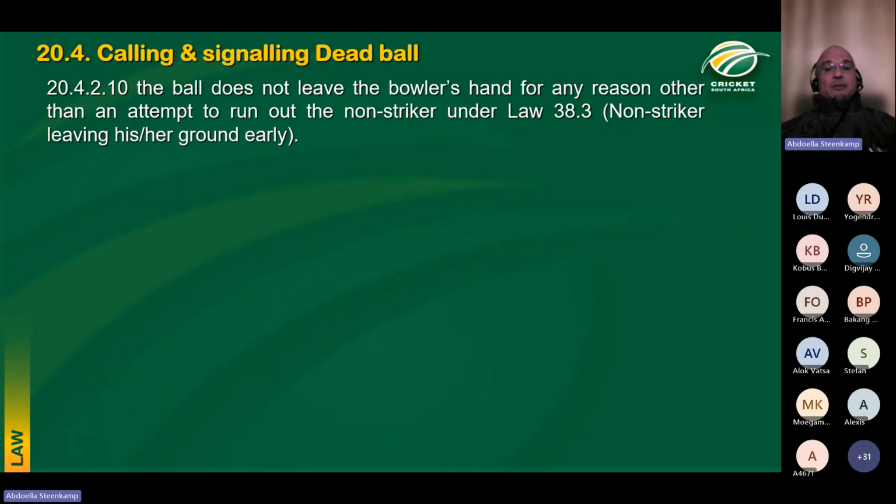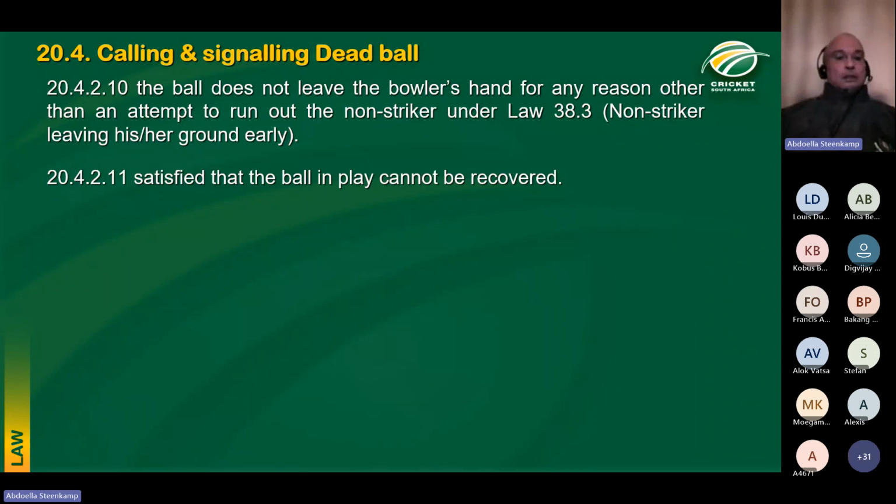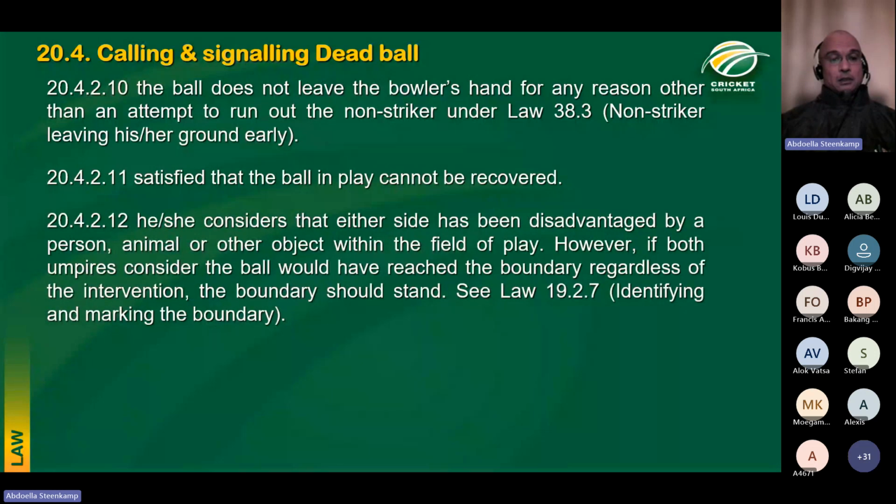The ball does not leave the bowler's hand for any reason other than if the bowler attempts to run out the non-striker. But if this is the case, the bowler goes through the motion, the arm goes over, but the bowler does not deliver the ball. If that is the case, the umpire needs to call and signal dead ball. Satisfied that the ball, while in play, cannot be recovered, either umpire needs to call and signal dead ball.